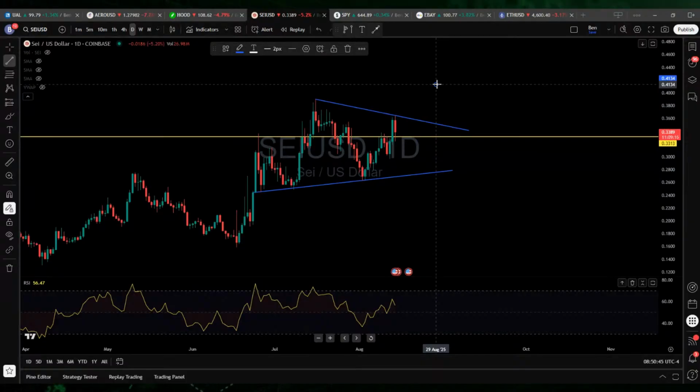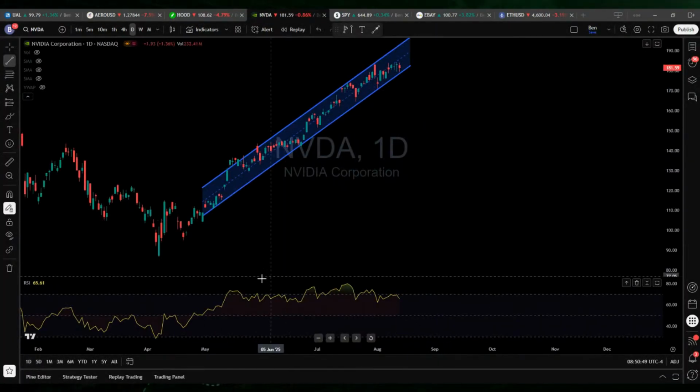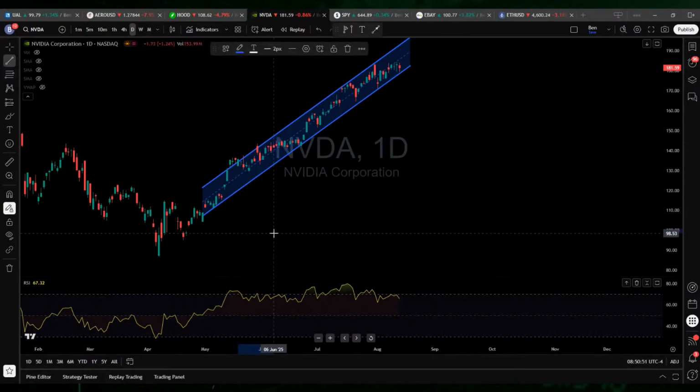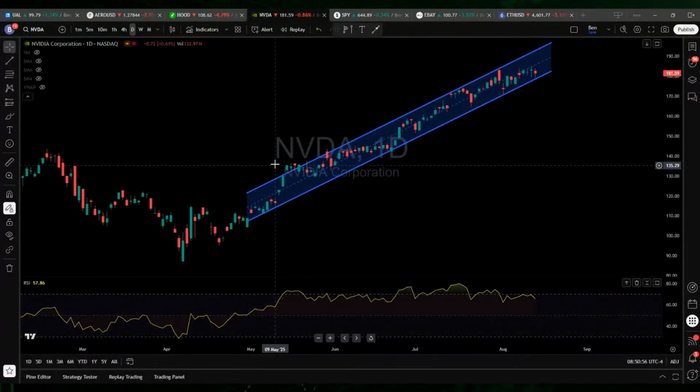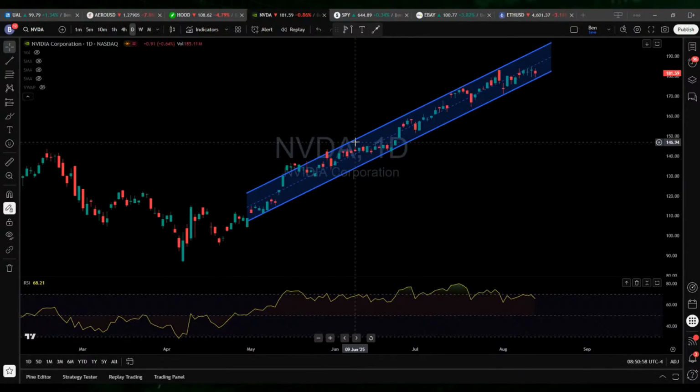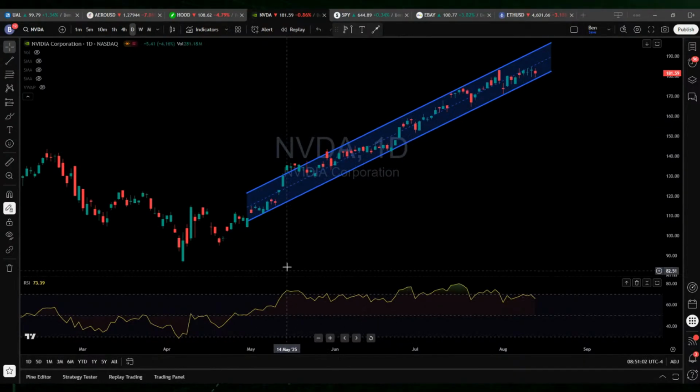All right, let's go ahead and go into Nvidia. All right. So here's what I was talking about. I was mentioning UAL, and every once in a while you can get these parabolic moves. See how the price action is just floating. So what I've done is I've created this upsloping parallel channel because there's a lack of volatility.